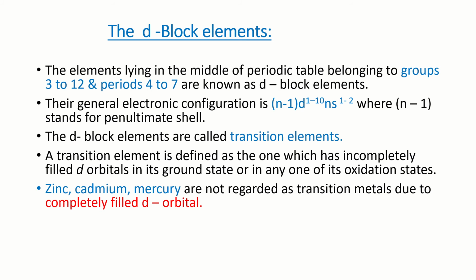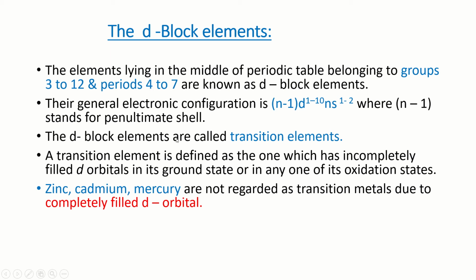The d block elements lying in the middle of the periodic table belong to groups 3 to 12 and periods 4 to 7. The general electronic configuration of d block elements is (n-1)d1 to 10 ns1 to 2. This ns is the outermost orbital shell and n-1 is the penultimate, inner shell.